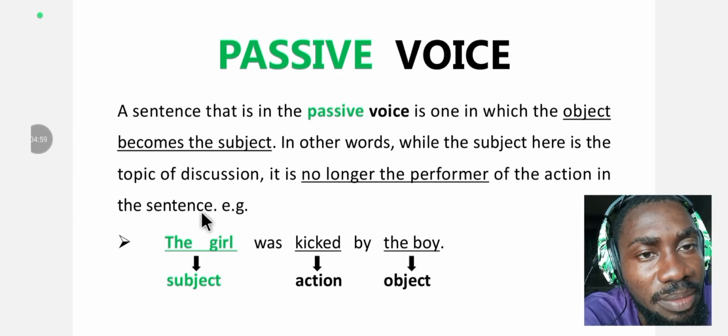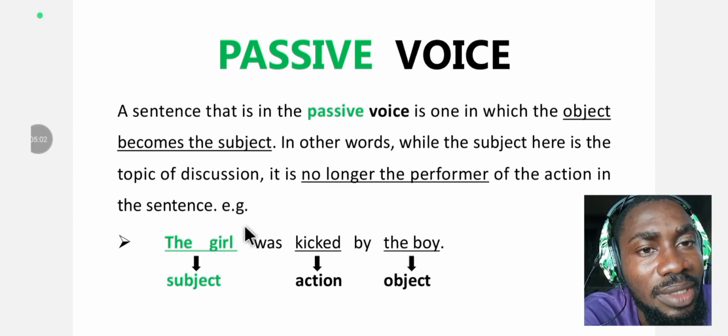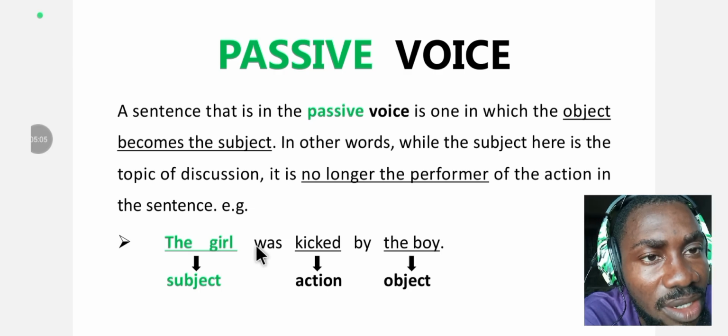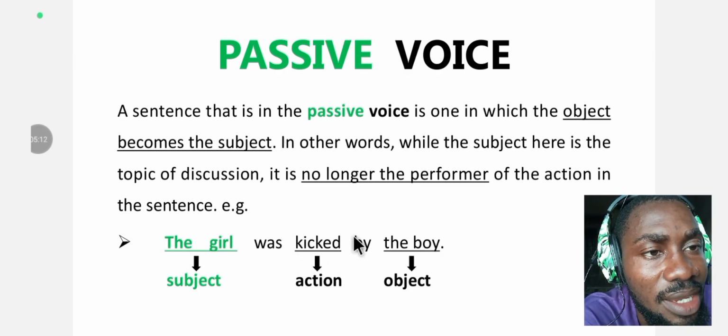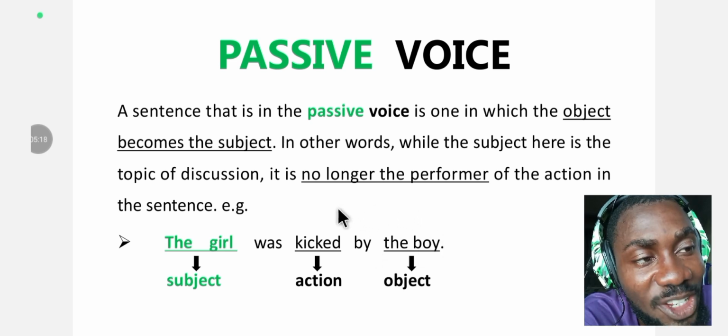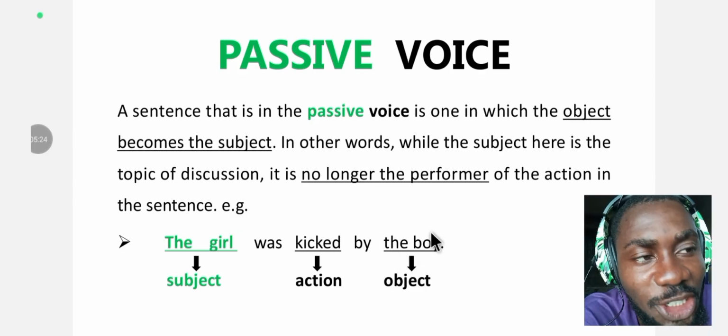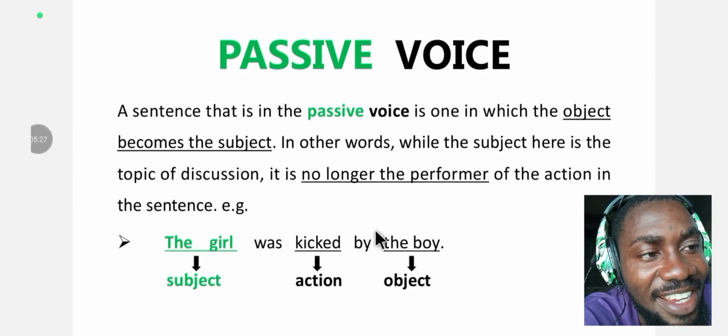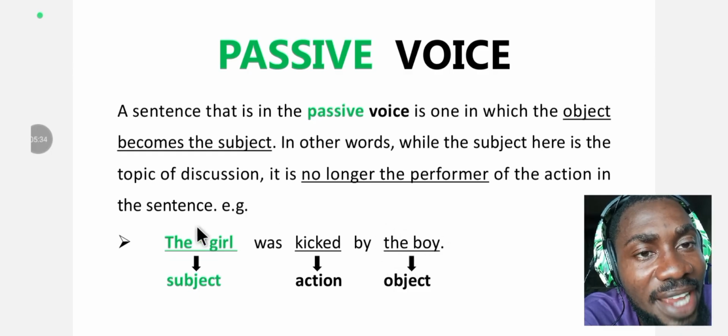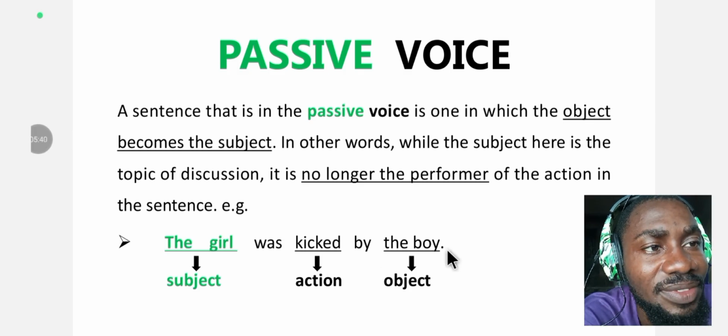Let's look at the example we have here. The girl was kicked by the boy. The girl in this sentence is the subject. Was kicked: look at kicked. The action performed is kicked by the boy. The boy turned towards the object. The same sentence: the girl was kicked by the boy. The boy is no longer the performer of the action, but the sentence is talking about the boy. The topic of discussion is the boy, but it's no longer the performer. The girl was kicked by the boy.